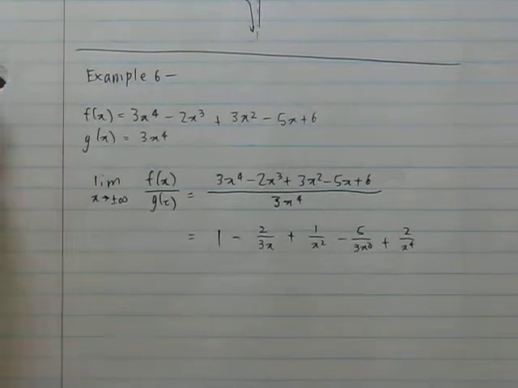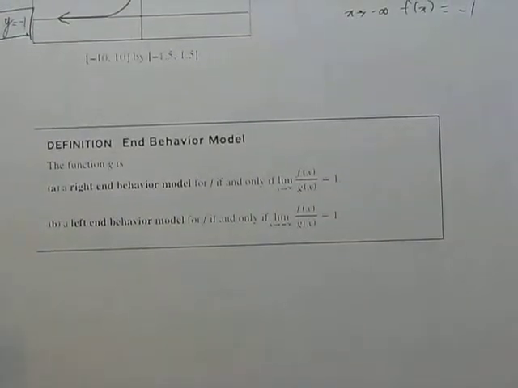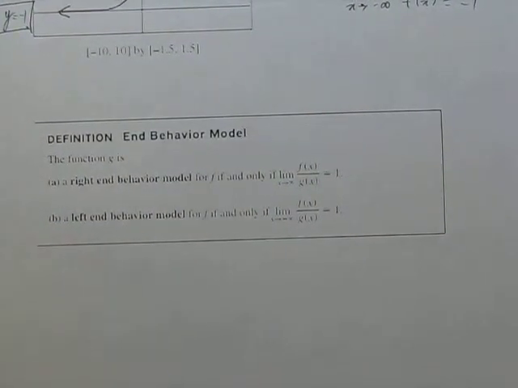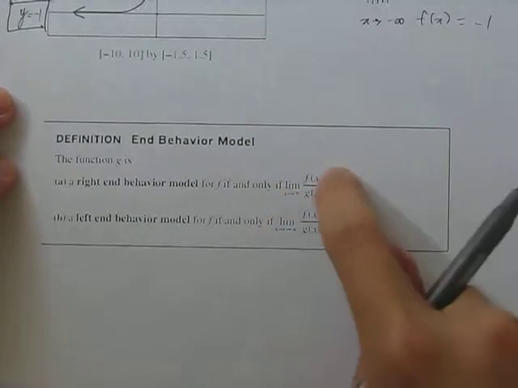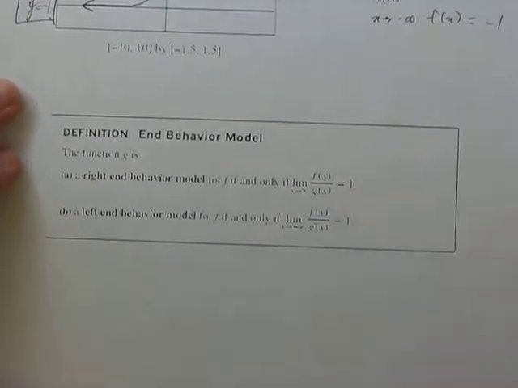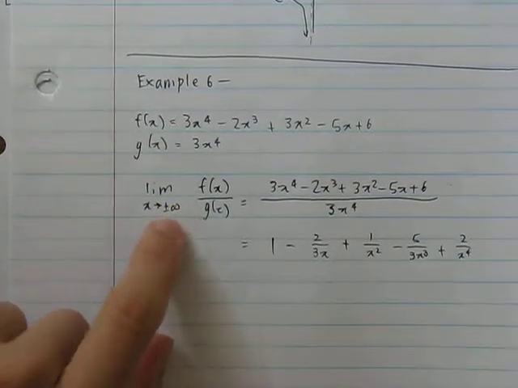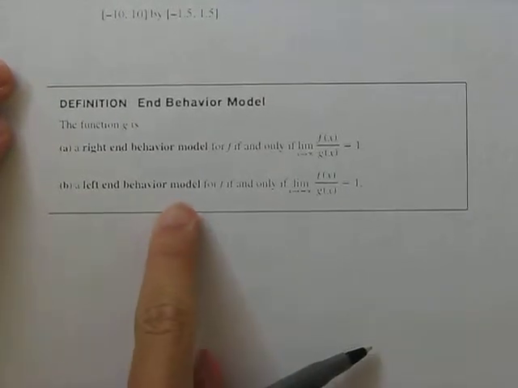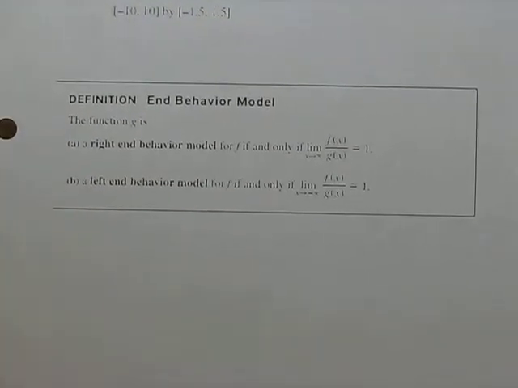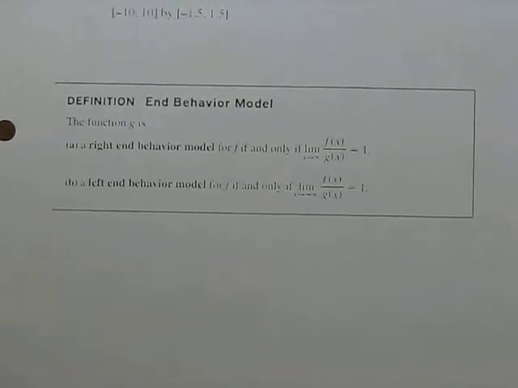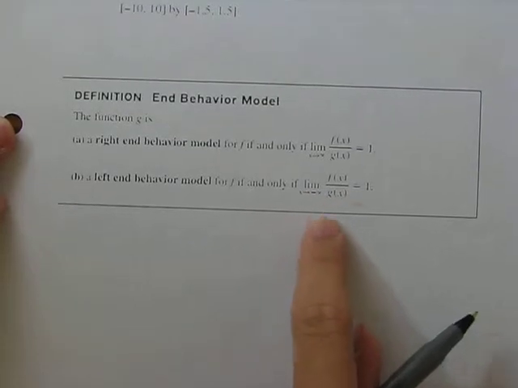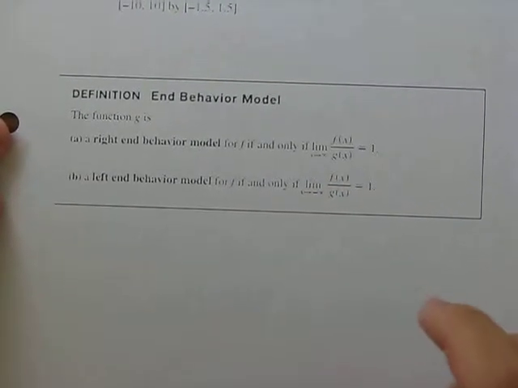And I should note that I actually have the definition for the end behavior model right here, so you guys can pause your video for a second and look at it, right? It reads, the function g is a right end behavior model for f if and only if the limit as x approaches infinity of f of x over g of x equals 1, right? It has to equal 1, like this. This is a right and left end behavior model, because it equals 1 as x goes to positive or negative infinity. And likewise, a function g is a left end behavior model of f if and only if the limit as x approaches negative infinity of f of x over g of x equals 1, right?